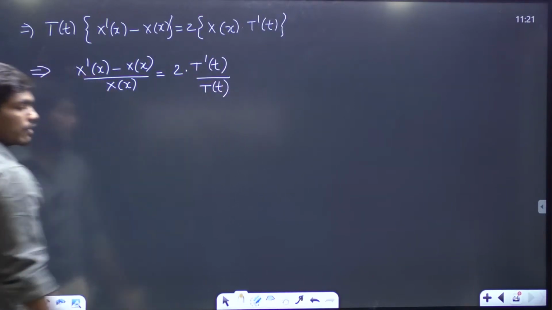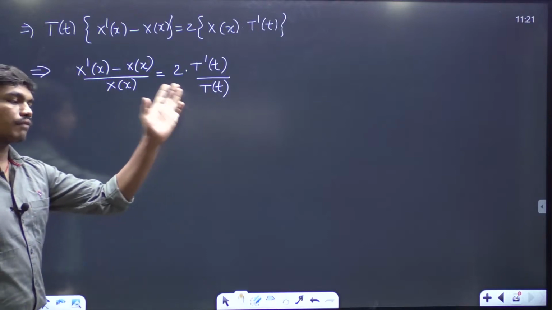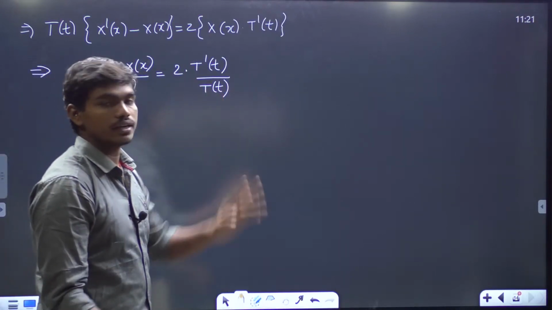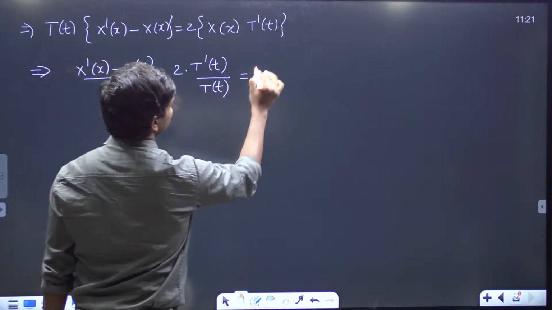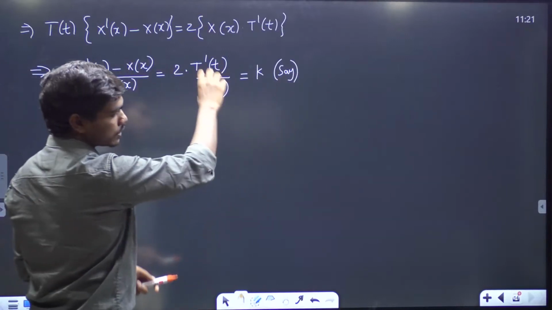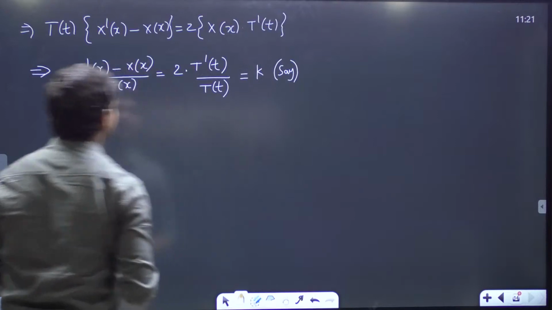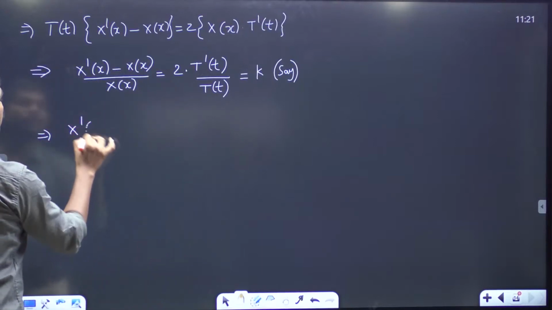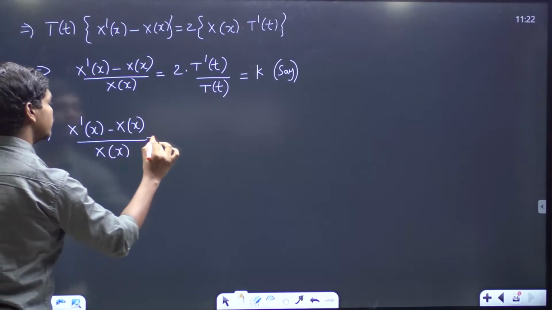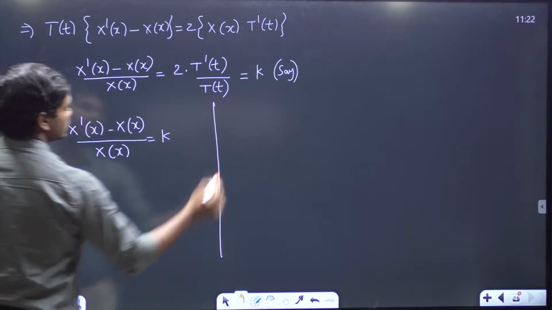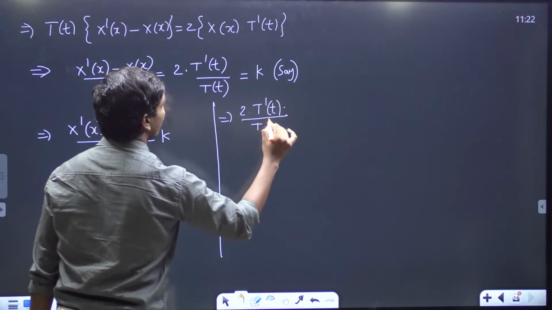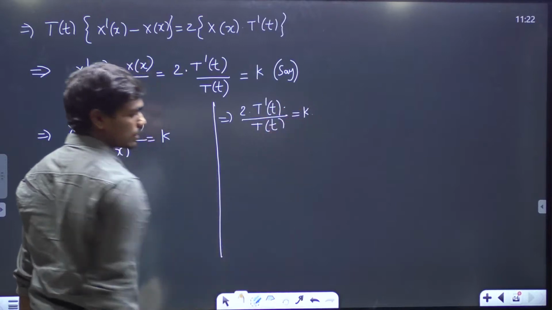Now, if you see, this got converted to variable separable form, correct? Because the left hand side of the equation is completely in terms of x, and the right hand side of the equation is completely in terms of t. Now, this is in variable separable form. So let us assume this is some constant k, because this is an equation and this ratio is equal. So we can have two equations now. (X'(x) minus X(x)) divided by X(x) is equal to k. This is one equation that is with us. And what's the other equation? 2 times T'(t) divided by T(t) is equal to k. This is what that is with us, correct?